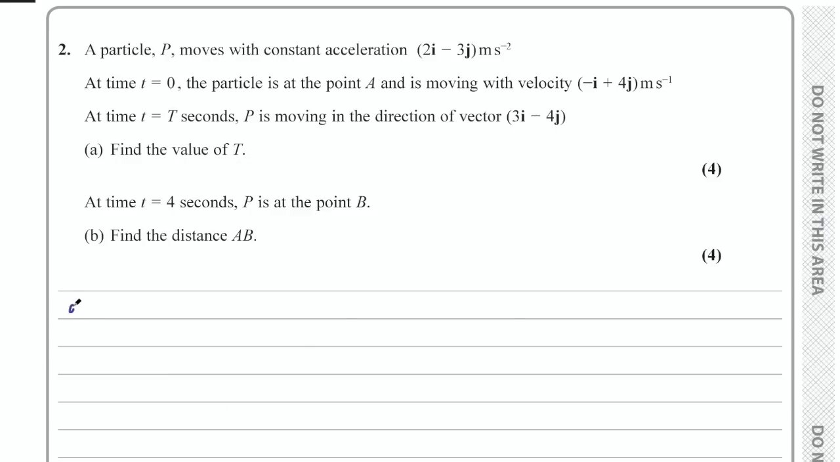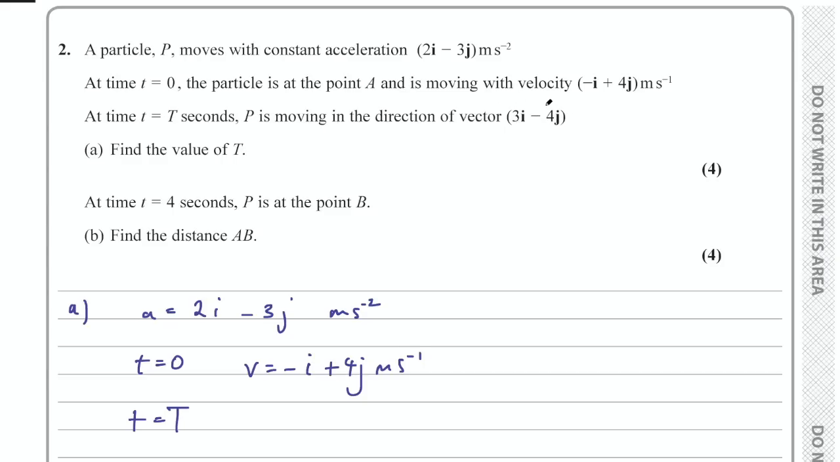Let's firstly summarize the information. So they tell us that we have an acceleration of 2i take 3j, and at time equal to 0, or the starting time, we have a velocity of negative i plus 4j meters per second. And then at time T seconds, the particle is moving in the direction of vector 3i take 4j.